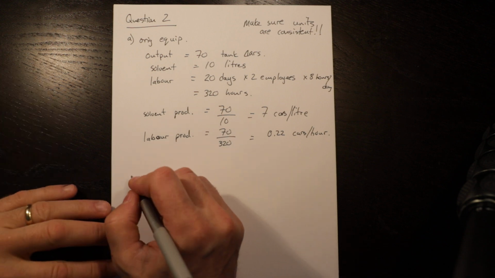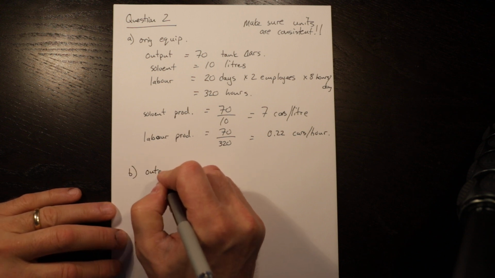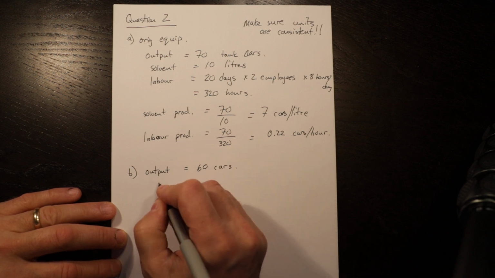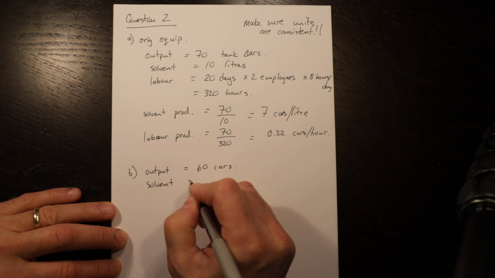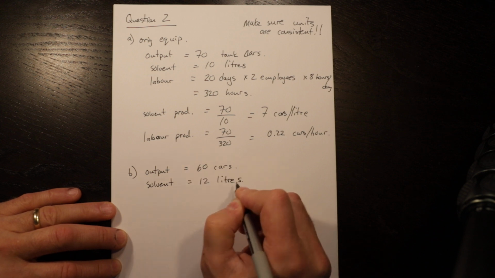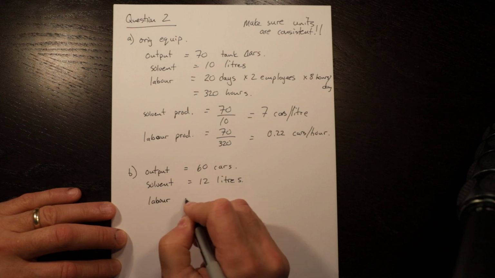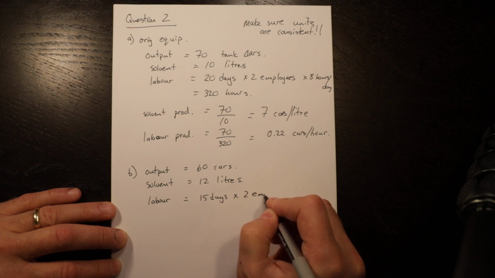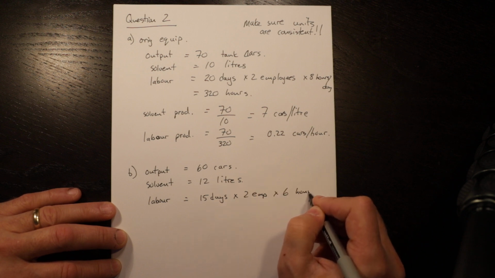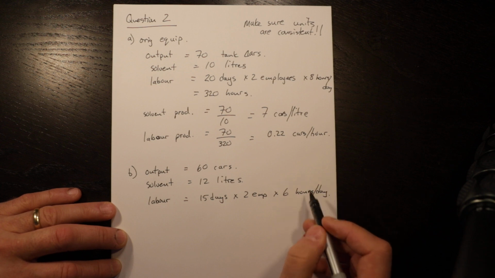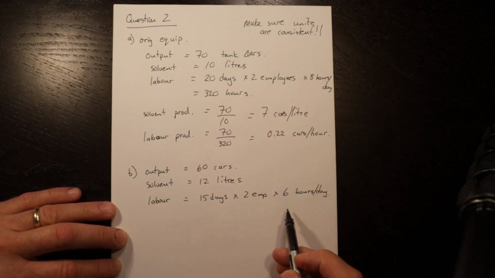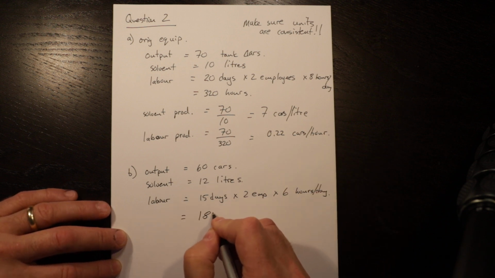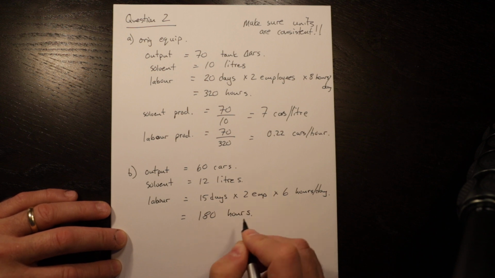In part B, output is equal to 60 cars over the period we measured. Solvent is equal to 12 liters. And labor is equal to 15 days times 2 employees times 6 hours per day. And then this highlights that we have to do hours and not days because of the number of hours they worked per day. They were assigned to other tasks likely on the rest of the time. It is 180 hours.